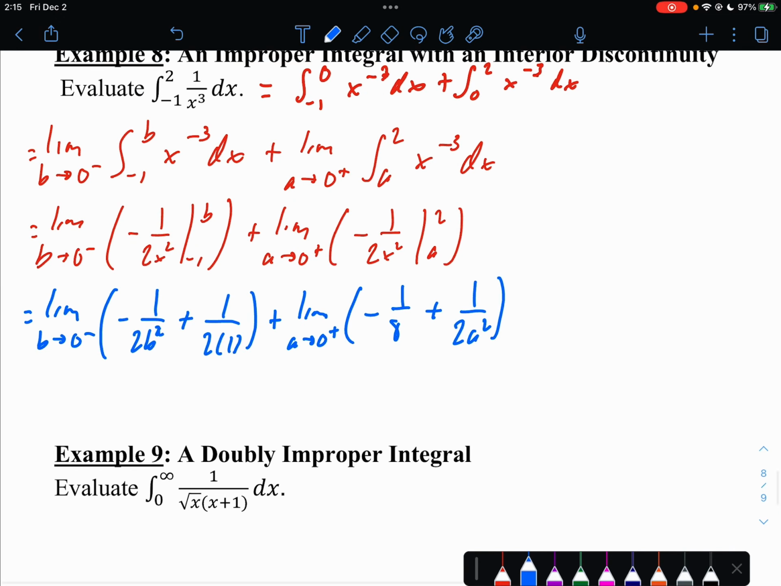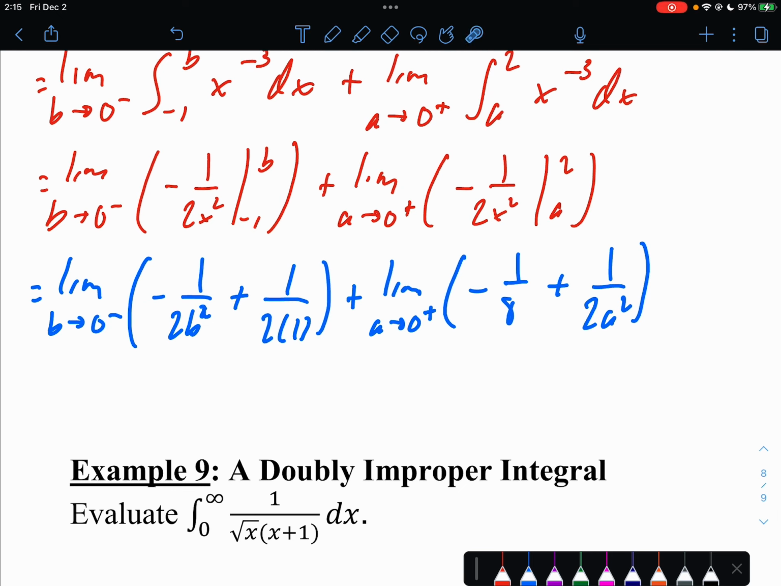If I approach 0 here, that denominator is going to get smaller and smaller, which means our answer is going to get bigger and bigger. So it's going to be negative infinity plus 1/2 minus 1/8. And again, this is also going to 0, so this will also go to infinity. So again, we would say this integral diverges.